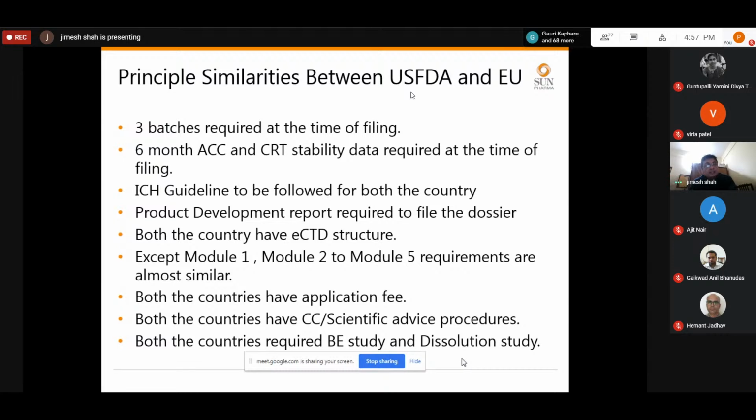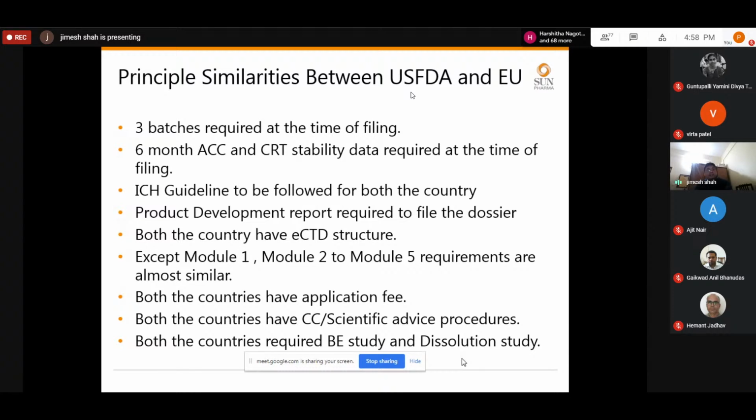Second point, 6 month accelerated and room temperature data required at the time of filing. What it means is that at the time of filing, accelerated and the CRD, that is the 25/60 and 40/75 stability data, are required, meaning minimum 6 month data is required at the time of filing.